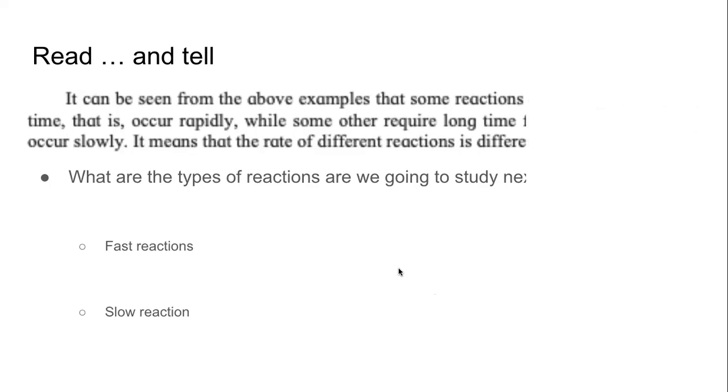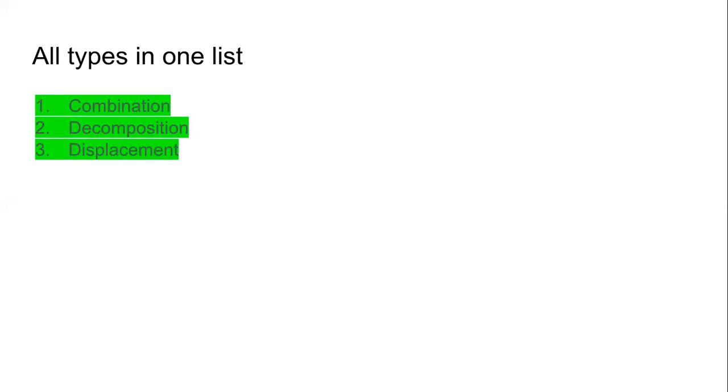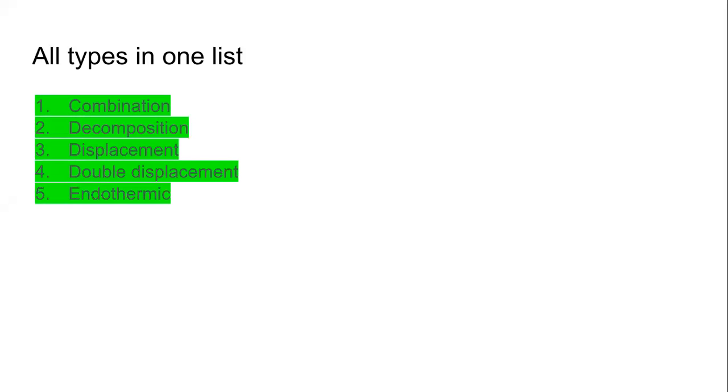If you remember, when we made the list of all the types of reactions that we are going to study in this chapter, we made this list. Combination reaction, done. Decomposition reaction, done. Displacement reaction, studied. Double displacement reaction, studied. Endothermic reactions, complete. Exothermic reaction, this is also complete. We did this all in the last class.